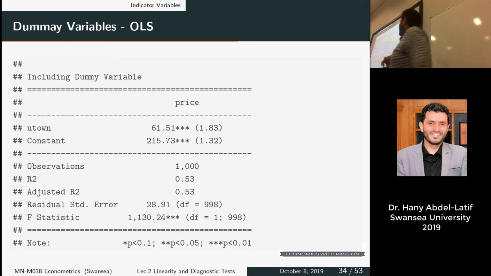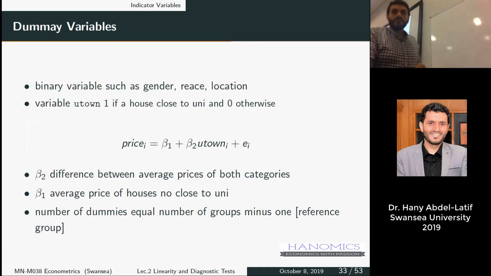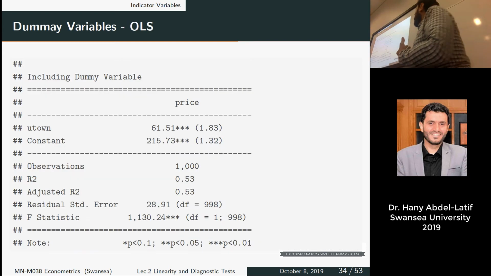Anyway, in this case, we just estimated the model. So what does this mean then? 61.5. Again, I'm using OLS, so I didn't use any other method. It's very simple OLS to estimate this equation. So what does this mean then? What is 61.51?